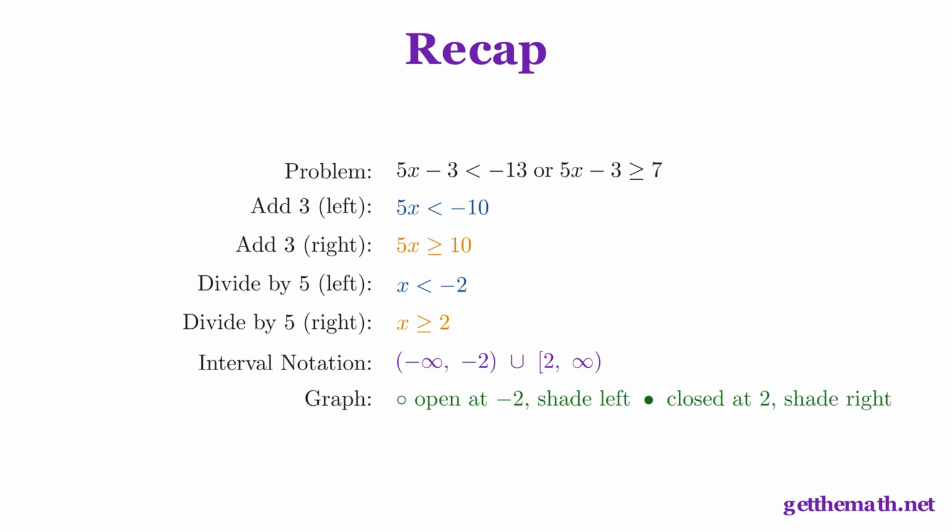In interval notation the answer is negative infinity to negative 2, union, bracket 2 to infinity. On the number line we have an open circle at negative 2 shading left, and a closed dot at 2 shading right.